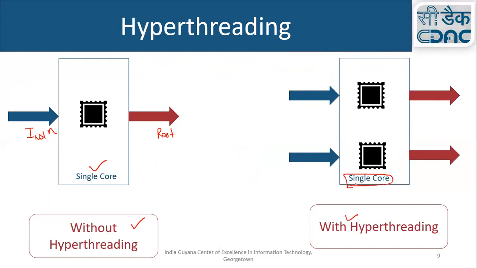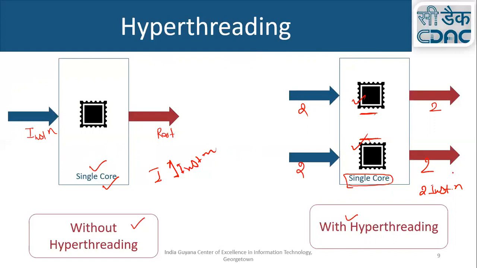Not 2 cores, a single core. But this single core is divided into 2 logical processors. Now, since you have 2 units, you can give 2 instructions and get 2 results in the same time, while without hyperthreading you can execute only one instruction. Here you can execute 2 instructions. So basically, with hyperthreading, you double the performance of your computer.